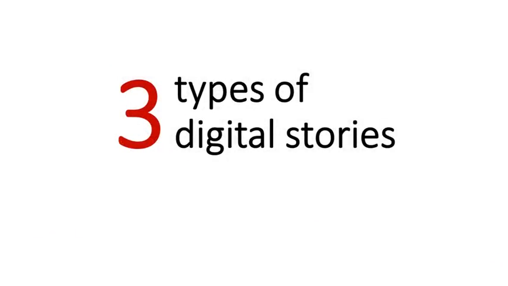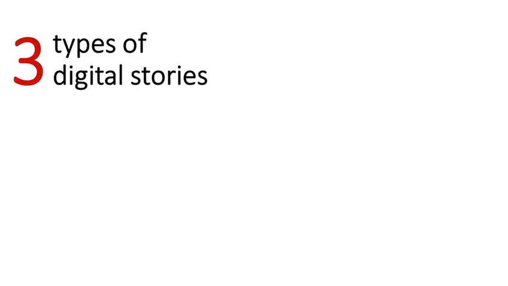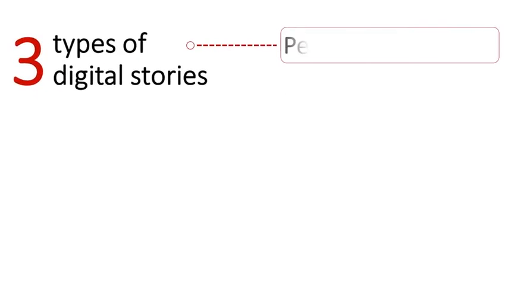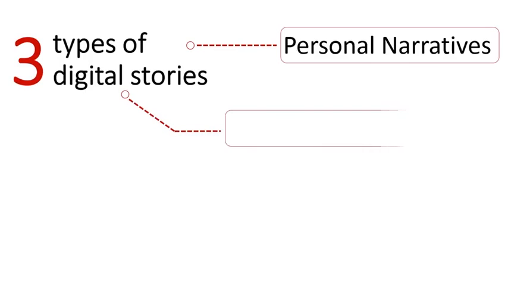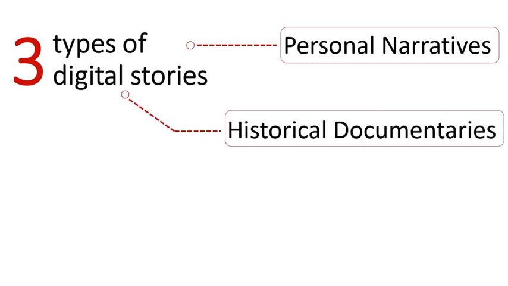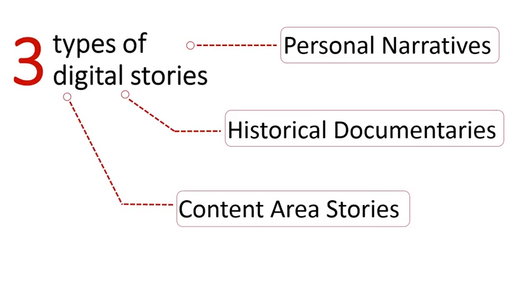As we begin our exploration of digital storytelling, it makes sense to try to sort digital stories into a set of major topic areas or categories. The three main categories we will explore are personal narratives, stories that contain accounts of significant events in one's life, historical documentaries, stories that examine dramatic occurrences that help us understand the past, and content area stories designed to inform or instruct the viewer about a particular concept or practice.